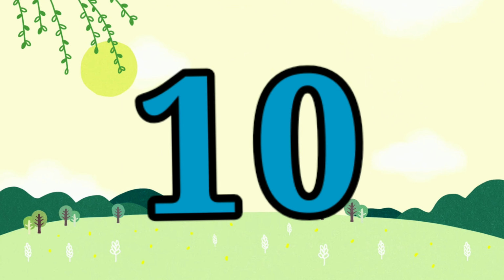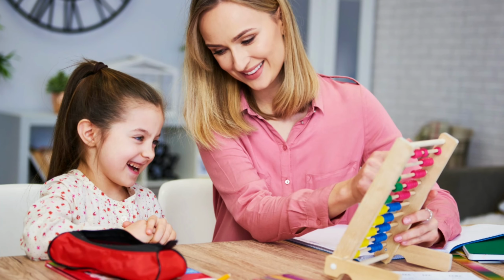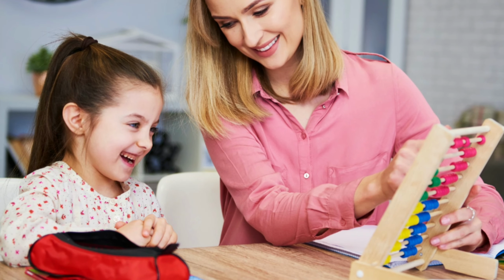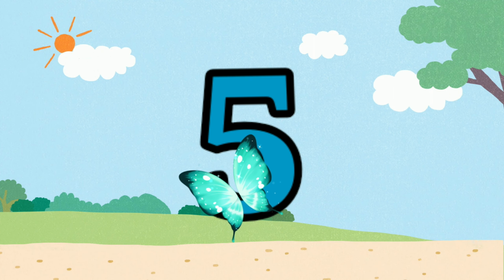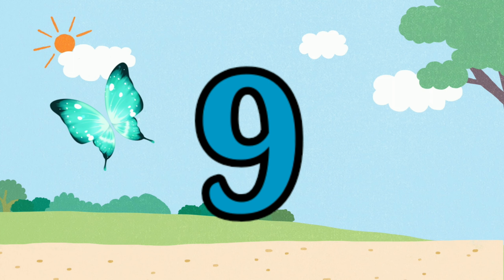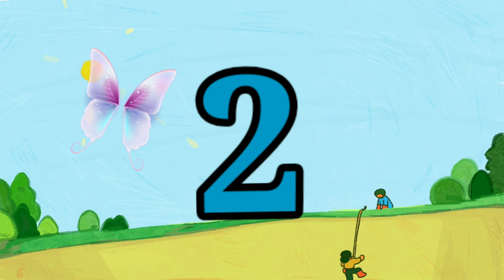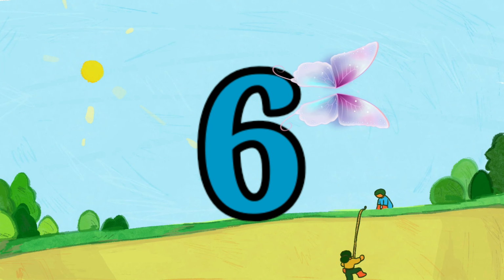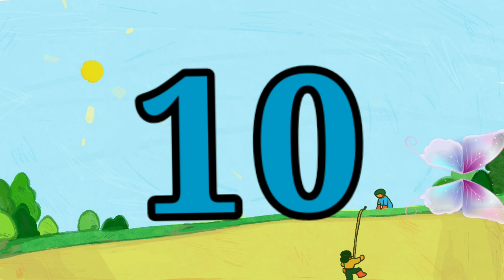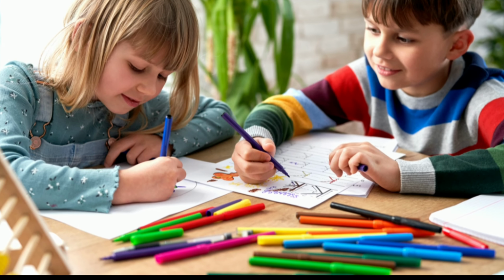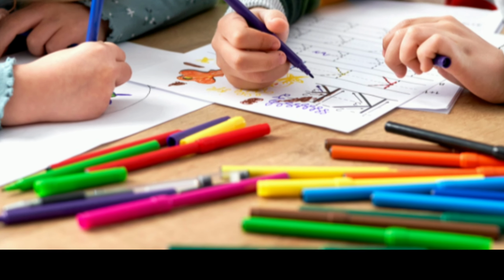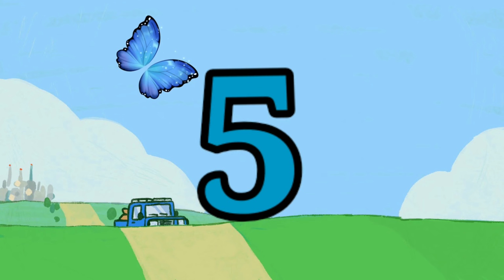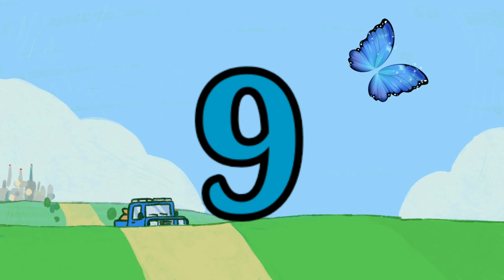Six, seven, eight, nine, and ten. You and I, my friend, we can count to ten. 1, 2, 3, 4, 5, 6, 7, 8, 9, 10. 1, 2, 3, 4, 5, 6, 7, 8, 9, and 10. You and I, my friend, we can count to 10. 1, 2, 3, 4, 5, 6, 7, 8, 9, and 10.